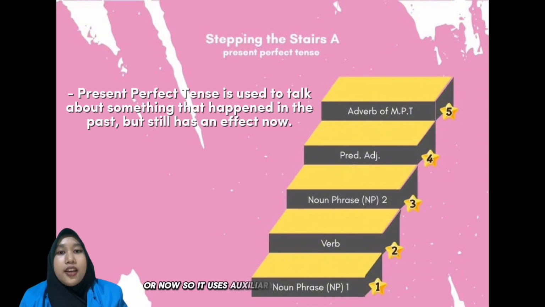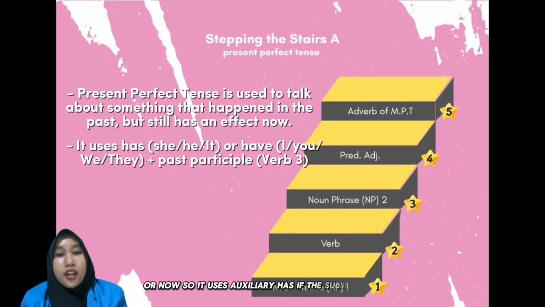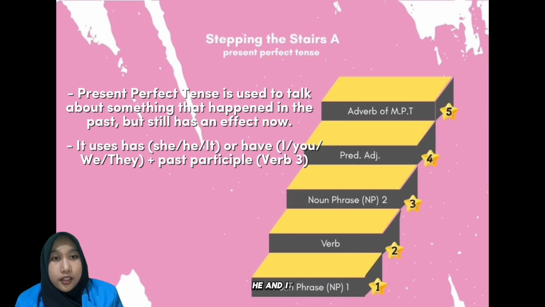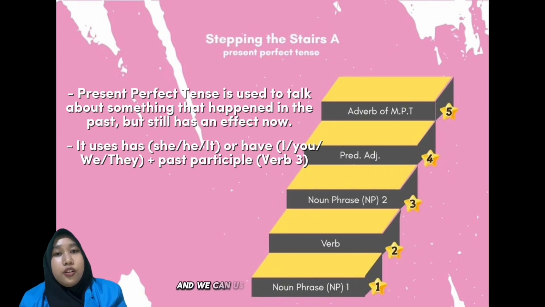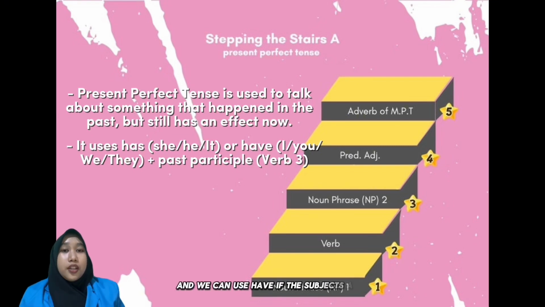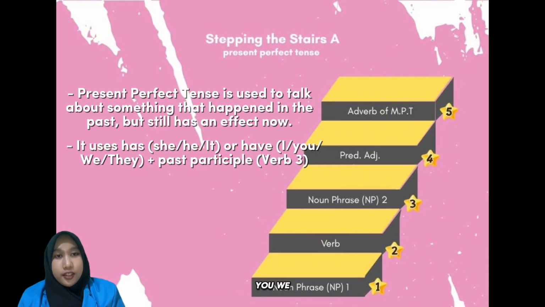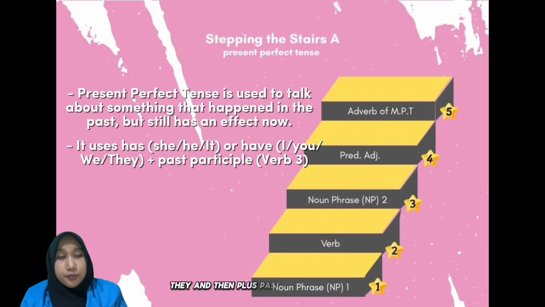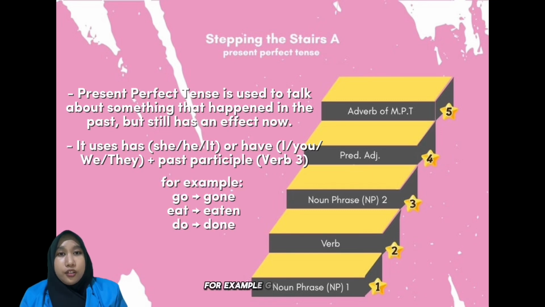So it uses the auxiliary has if the subjects are she, he, and it. And we can use have if the subjects are I, you, we, they, and then plus past participle or verb 3. For example, go became gone, eat became eaten, and do became done.